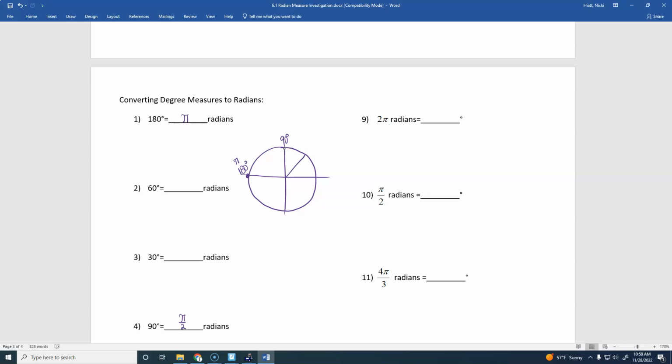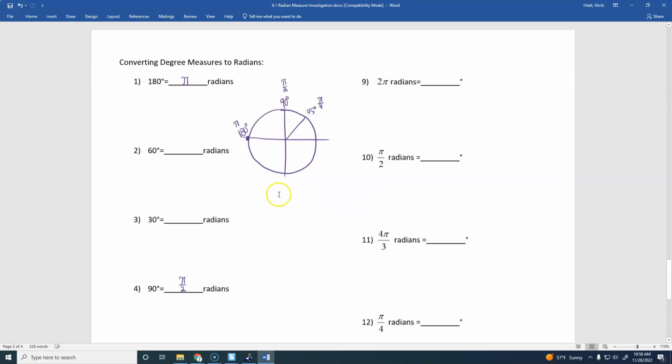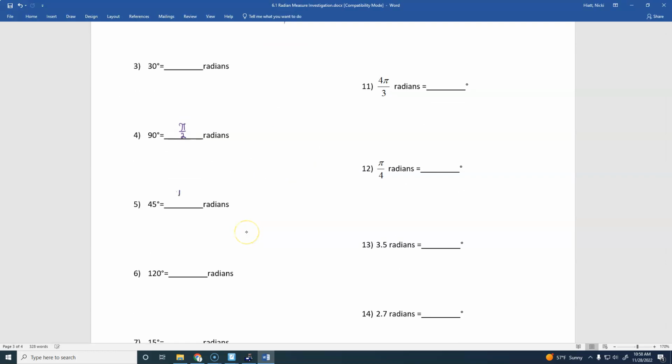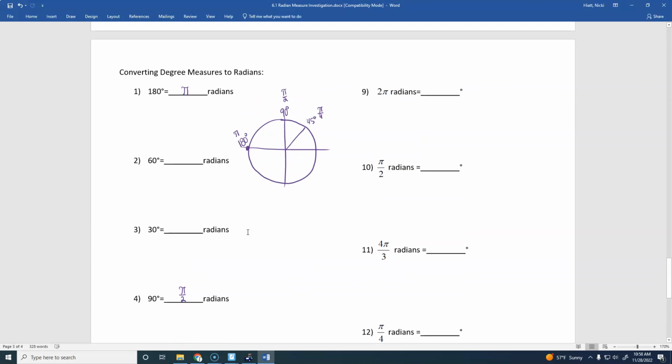So if I have 90 and I cut that in half, that would be 45 degrees. If this was pi over 2, then we could cut that in half. What would half of pi over 2 be? That would be pi over 4. So 45 is here. That's pi over 4. We could really reason through a lot of these.